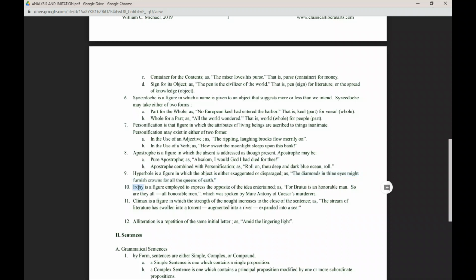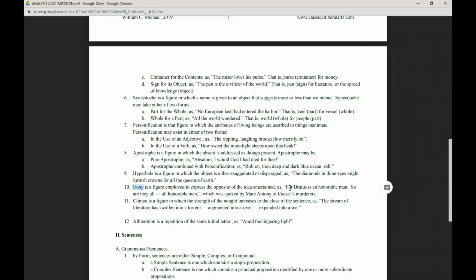Number 10, irony. Irony is a figure employed to express the opposite of the idea entertained. Make sure you understand that irony is not coincidence. Many people use the word irony to refer to things that are simply coincidental. Irony is a figure employed to express the opposite. It's intentionally stating the opposite of what is intended or signified.